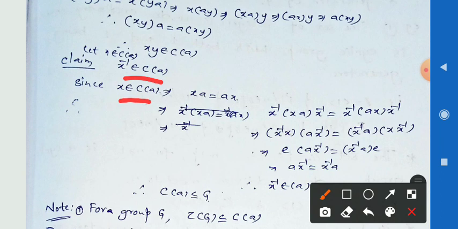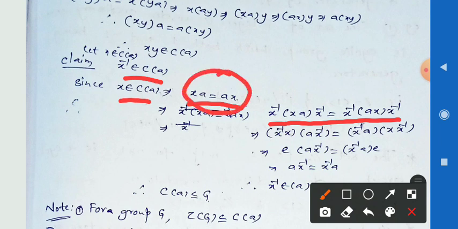If x belongs to C of A, we can write xA is equal to Ax. Then for this condition, I am multiplying by x inverse on both sides of the above equation, left hand side and right hand side. We get x inverse into xA into x inverse is equal to x inverse into Ax into x inverse.